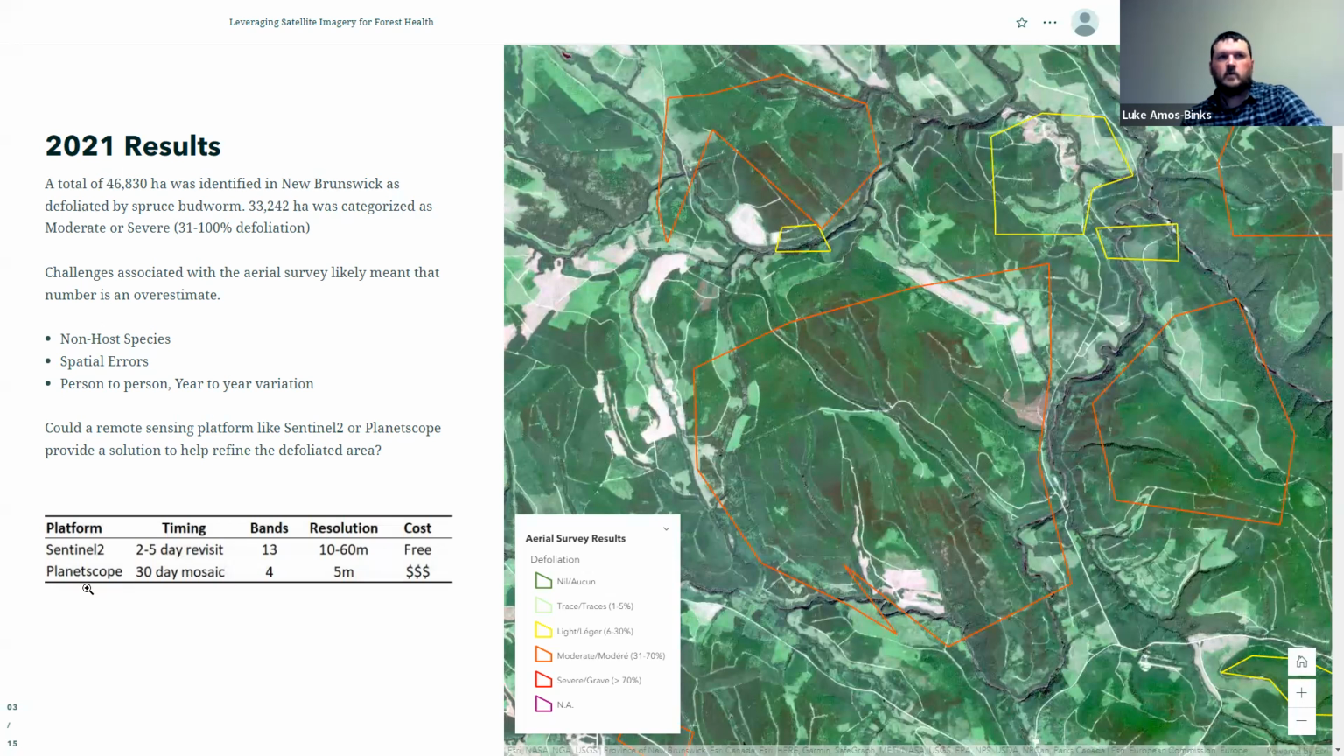It's a free product, but takes a little bit more work to get it into a working product. The other platform we wanted to look at was PlanetScope, which is a commercial product that costs money to purchase from the Planet company. We purchased a 30-day mosaic from them, which includes 4 bands: the 3 true color RGB bands, and then the infrared band, and that has a 5 meter resolution.